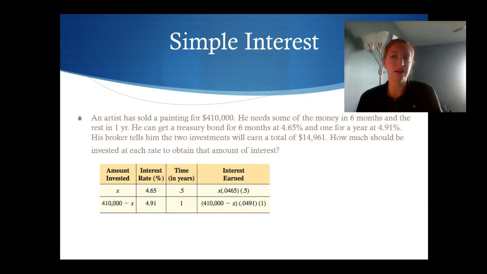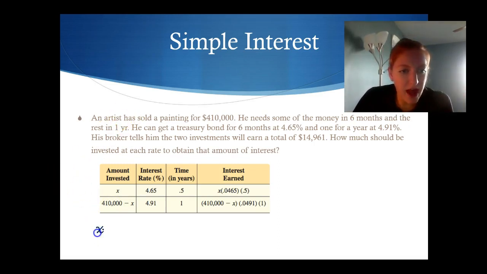So, there's a lot going on here. First thing you need to notice is that he has a total of $410,000 to invest. So he's going to his broker, he's going, here's $410,000, invest it for me. But I need some of the money back in 6 months, and I need some of the money back in a year. So I'm going to have to split it. So the amount invested in the first account is going to be X. We don't know how much he put into that first account. But we know that these two accounts together have to add up to 410,000.